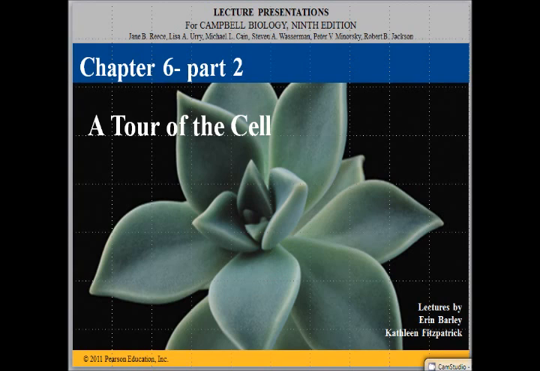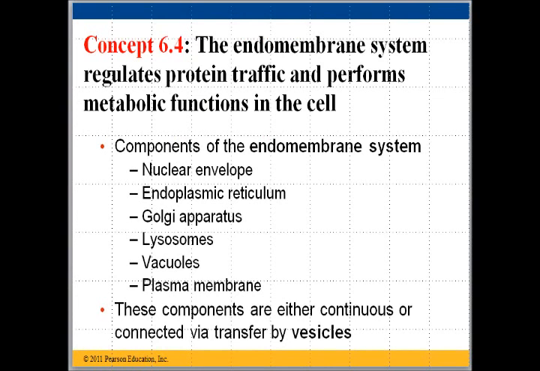So the next portion is Concept 6.4, and it says the endomembrane system regulates protein traffic and performs metabolic functions in the cell. And when they say endomembrane system, they basically mean the bags within bags within bags that we were talking about. The parts of the endomembrane system that we're going to look at include the nuclear envelope, which is like the membrane that surrounds the nucleus itself. And then we have a couple of the organelles, the endoplasmic reticulum, the Golgi apparatus, the lysosomes, vacuoles, and the plasma membrane.